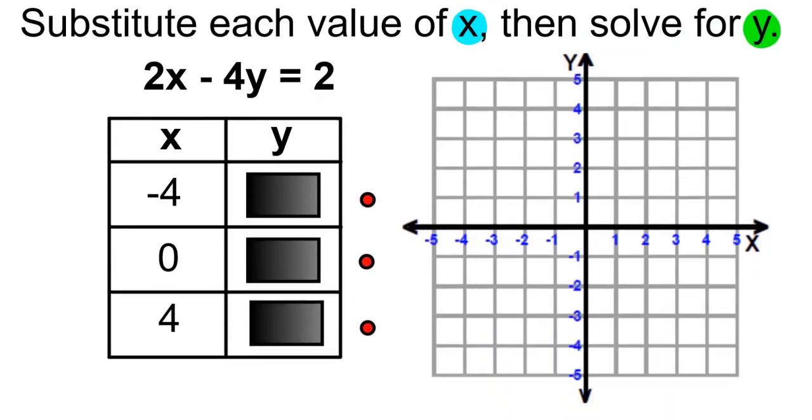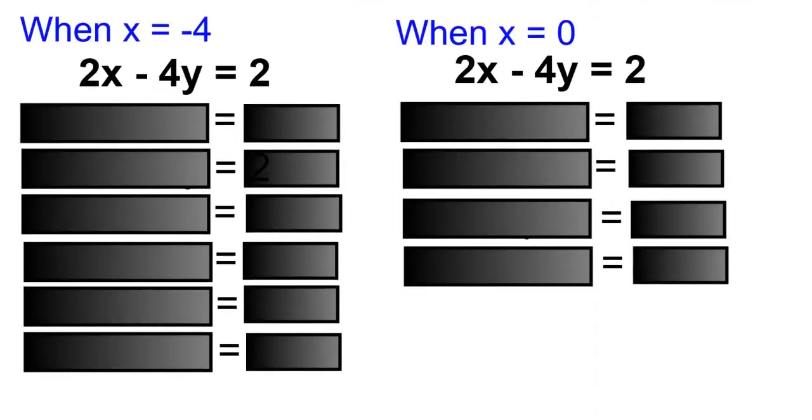In your table of values, you'll put the x on the left-hand side, and you'll put the y on the right-hand side. We'll start by replacing x with negative 4. When x is equal to negative 4, we'll solve for y.